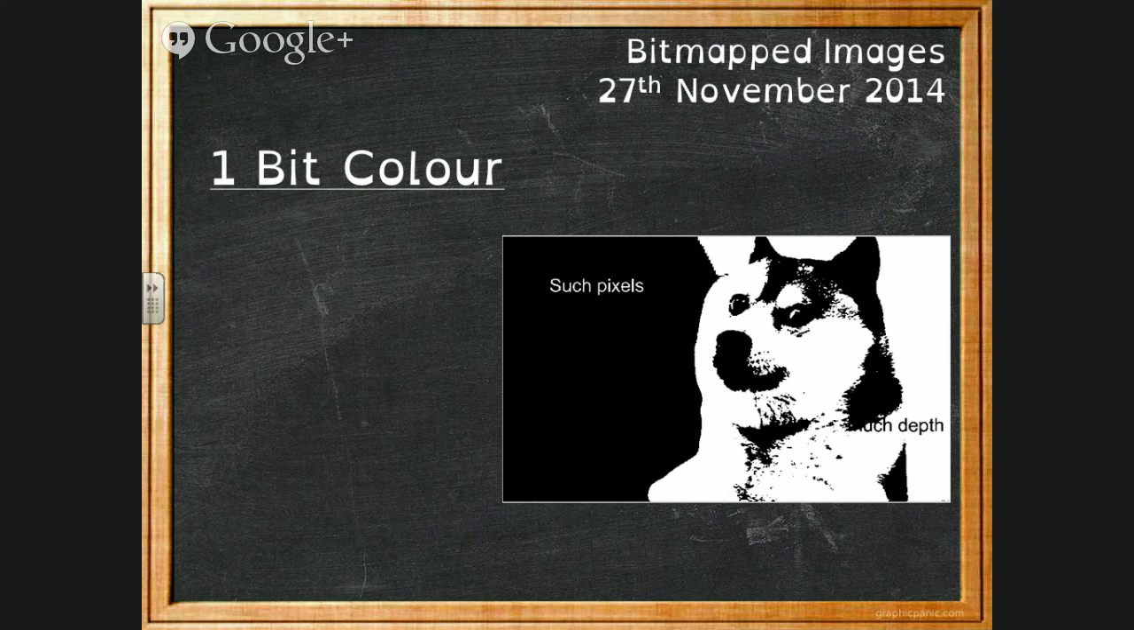Okay, we're going to go right back to the beginning again. This is 1-bit color. How many colors can I represent with my 1-bit color?